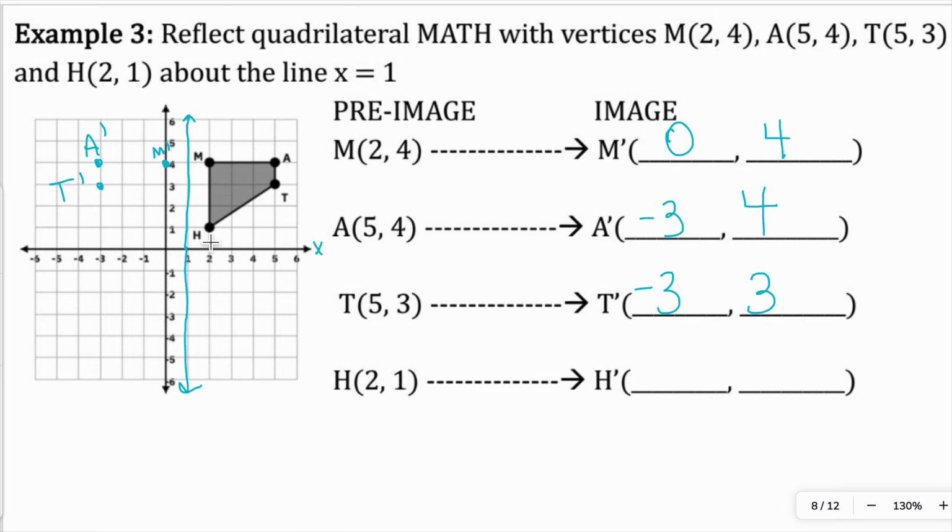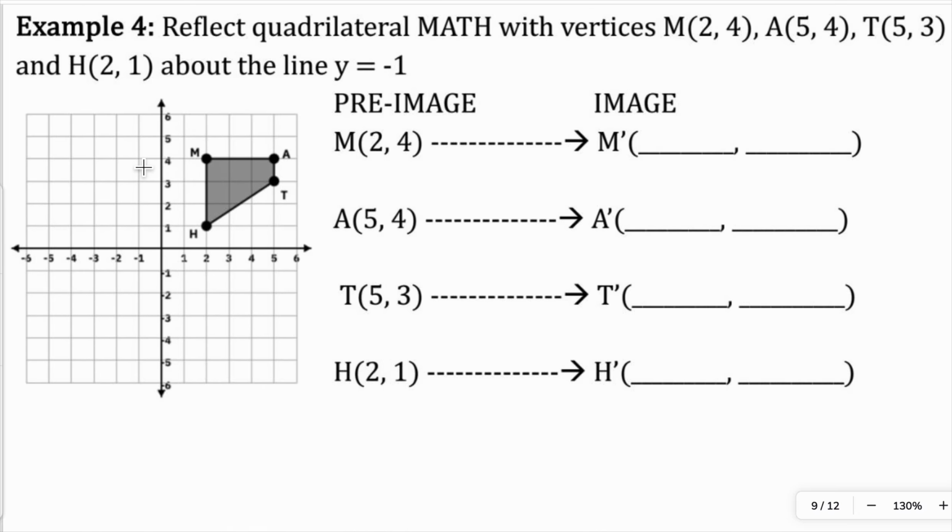And then H is 1 step away from the line of reflection, so I'll be 1 step away on the other side. So H prime is now 0, 1. And then you connect M to A to T, T to H, and H back to M. You could also connect your points as you go to create your figure.